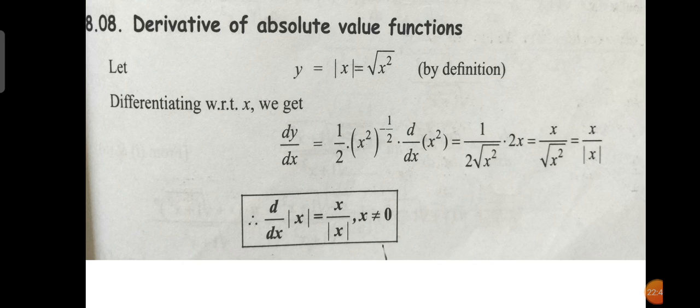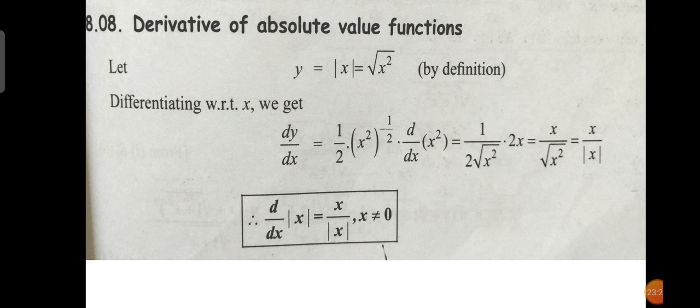Next is the derivative of the absolute value function, the modulus function. By definition, y is equal to modulus of x is root of x square. Because modulus of any function has two values, root x square also has two values. So with respect to x, if we differentiate, then we get dy by dx as 1 by 2 x square the whole raised to minus 1 by 2 into.